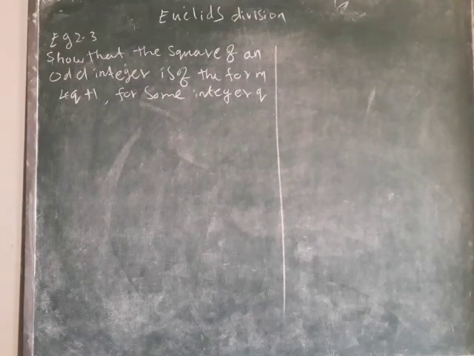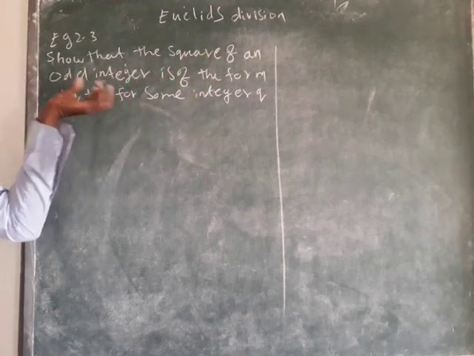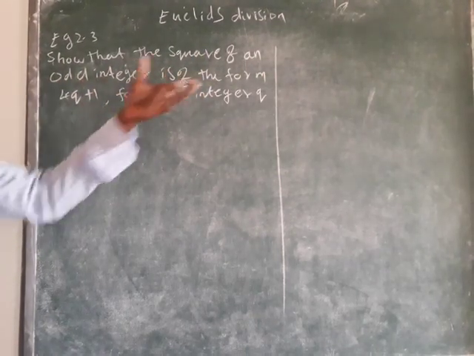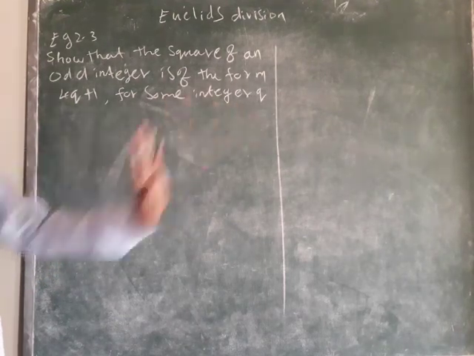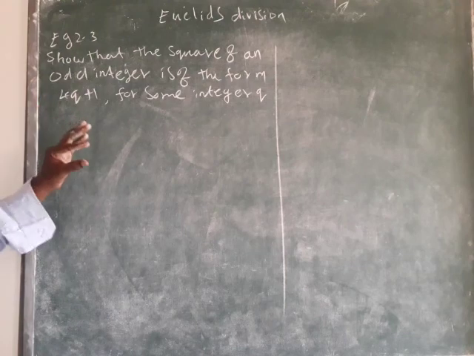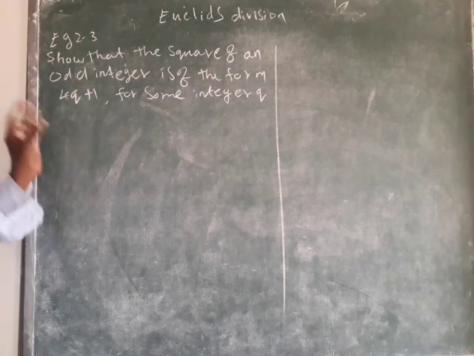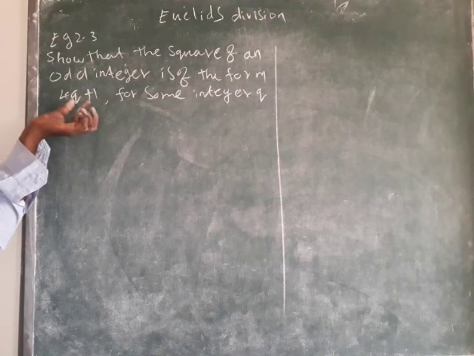So in example 2.3, they asked us to show that the square of an odd integer is of the form 4q plus 1 for some integer q. They are talking generally about any odd integer. If you square that value and expand it, we can write it as 4q plus 1.